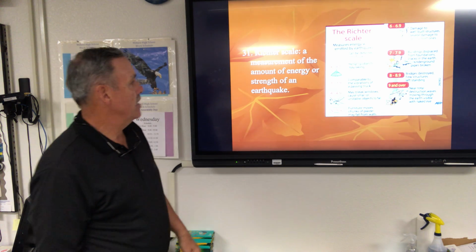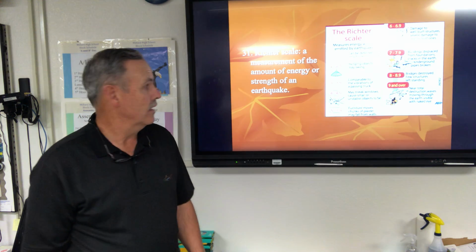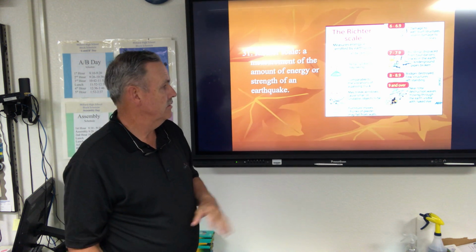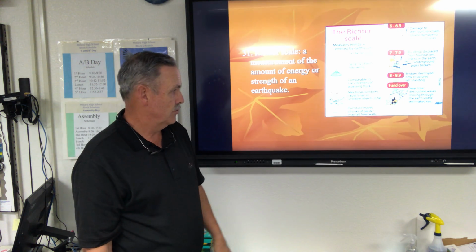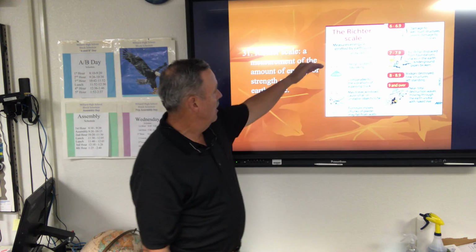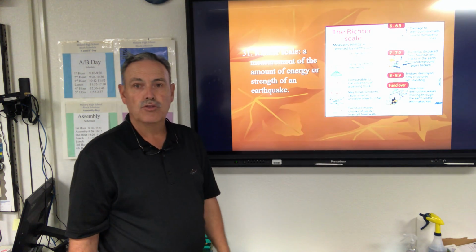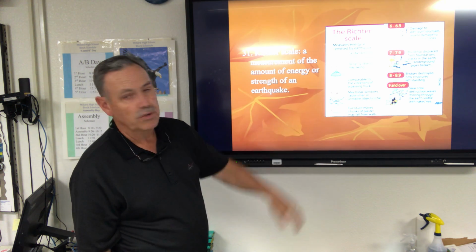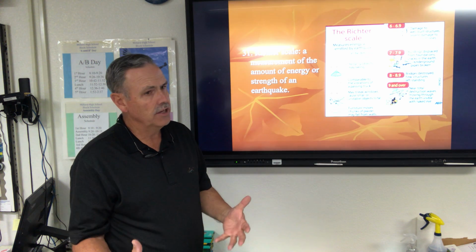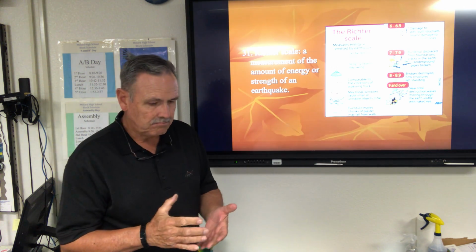Okay, the Richter scale, a measurement of the amount of energy or strength of an earthquake. It goes from 0 to 10, 10 being absolute destruction, but a 9 and over is near total destruction. You can see 0 through 5.9 are just white, and then when you start with 6, they're in the red.